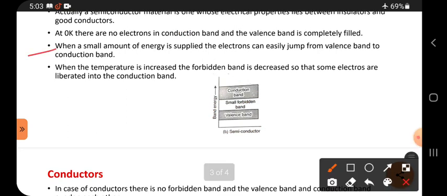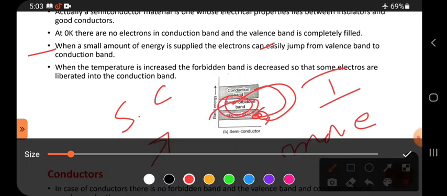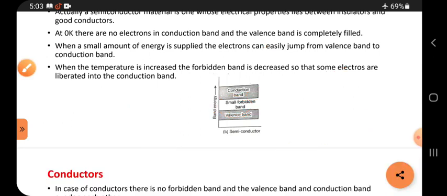When a small amount of energy is supplied, electrons can easily jump from the valence band to the conduction band. In a semiconductor, if you apply a small amount of energy, electrons start jumping from the valence band to the conduction band. But in an insulator, more energy is required to move electrons from the valence band to the conduction band, because the gap is very large.